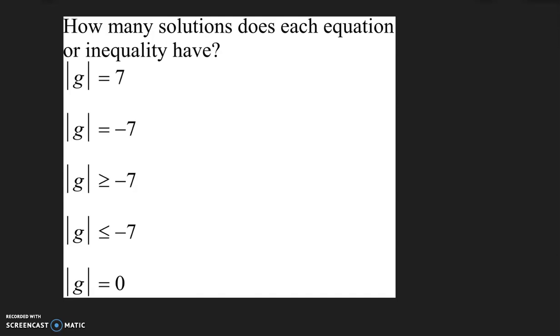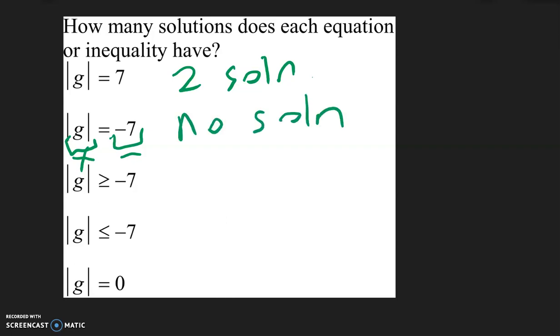Question number 1 is asking you how many solutions, not what are the solutions. So the first case, we have absolute value equal a positive number, which is 7. So we know that the answer is going to be -7 or +7. So here we have two solutions. The second one, we have absolute value, which we know always has to be positive, equal to a negative number, which can never be true. So this one is no solution. This one has 0 solutions, no solution.